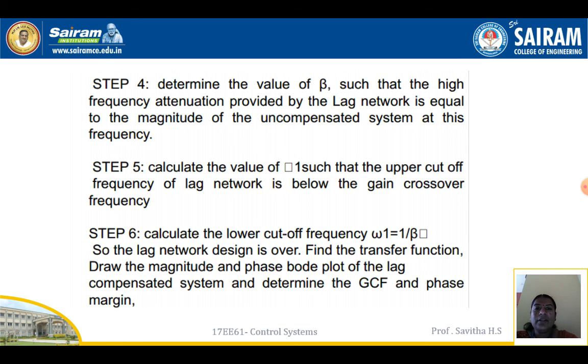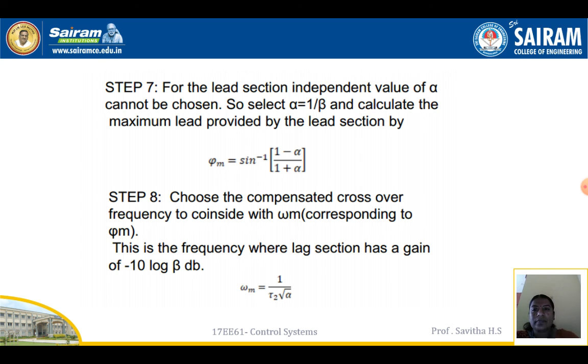Step 4. Determine the value of beta such that the high frequency attenuation provided by the lag network is equal to the magnitude of the uncompensated system at this frequency. Step 5. Calculate the upper cutoff frequency so that the upper cutoff frequency of the lag network is below the gain crossover frequency. Step 6. Calculate the lower cutoff frequency so that the lag network design is over. Find the transfer function, draw the magnitude and phase Bode plot of the lag compensated system and determine the GCF and phase margin.